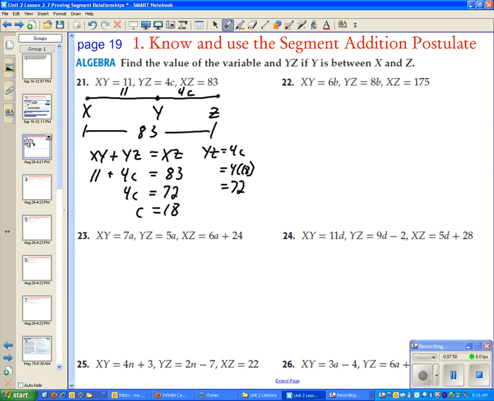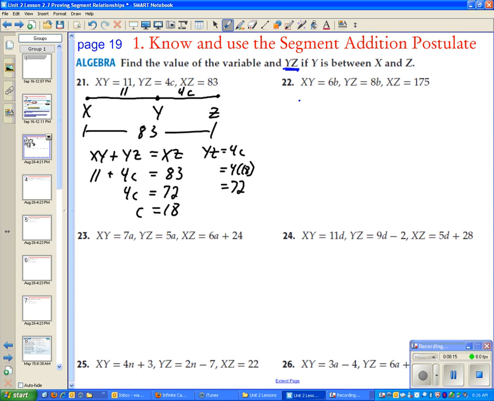All right, so you remember doing these? We were using the segment addition postulate. I think I probably even said something like, later on, we'll call this the segment addition postulate. Well, now we call this the segment addition postulate. All right, 22. Do we have to do the YZ thing? They asked us to.